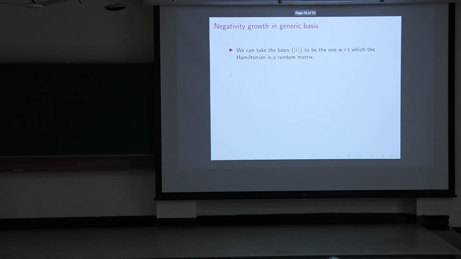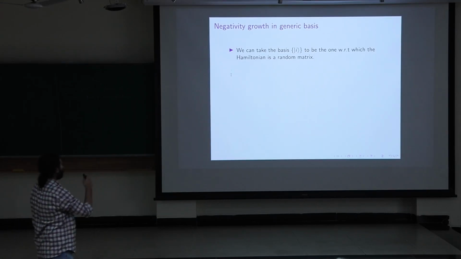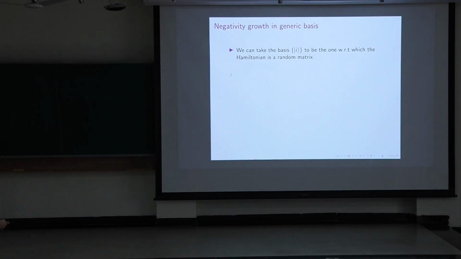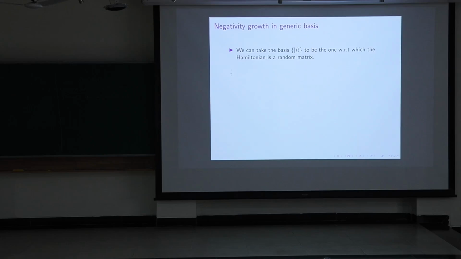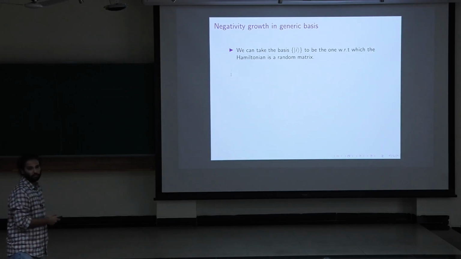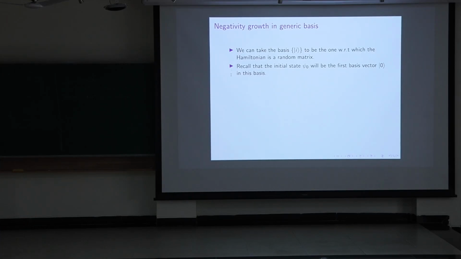Okay, very good. So in the next 15 minutes, I'm going to try and justify these assertions analytically. So first, let's talk about the negativity in a generic basis. In the generic basis case, we can simply take the basis to be the one with respect to which the Hamiltonian is a random matrix. Because H is a random matrix, your basis is generic. And recall also from our previous slide that the first state will be the 0th vector, the first vector, if you like, in this basis.